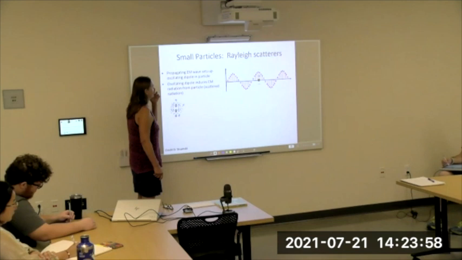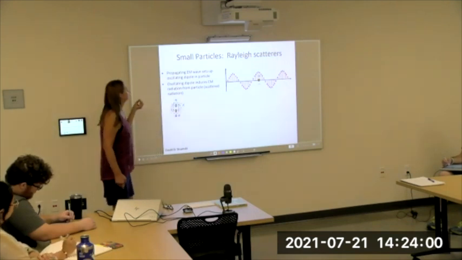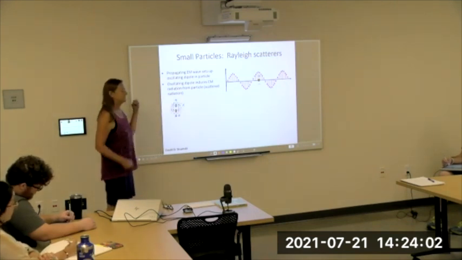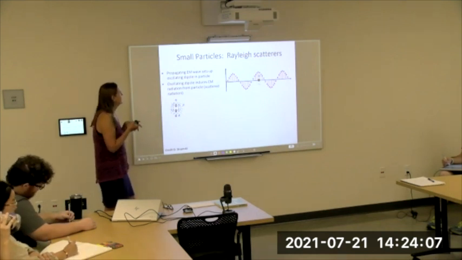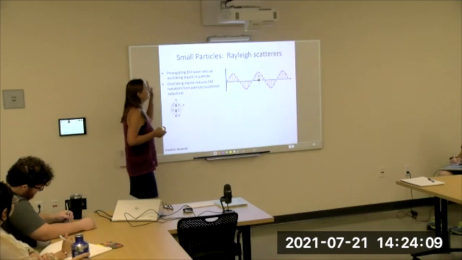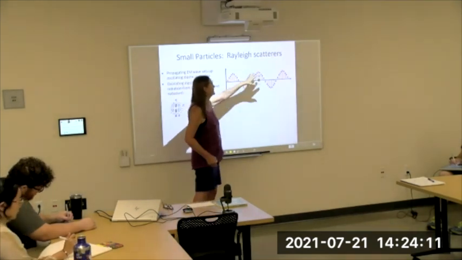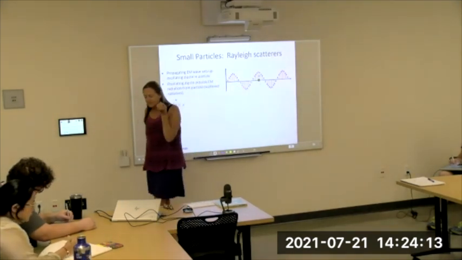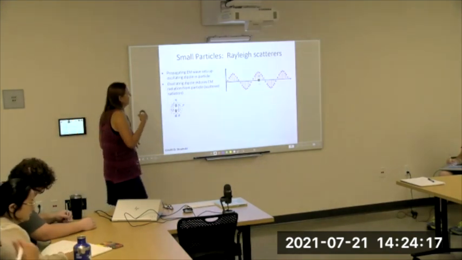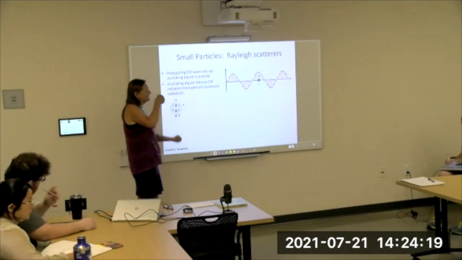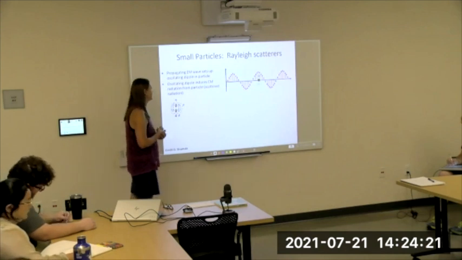Okay, so when particles are really small, we call them Rayleigh scatterers. It's when their diameter is much smaller than the wavelength of light. And so you can remember we talked about electromagnetic waves and setting up a dipole. So if you have a very small particle and it interacts with this electromagnetic wave, this oscillating electric field, it's going to induce this dipole oscillation.